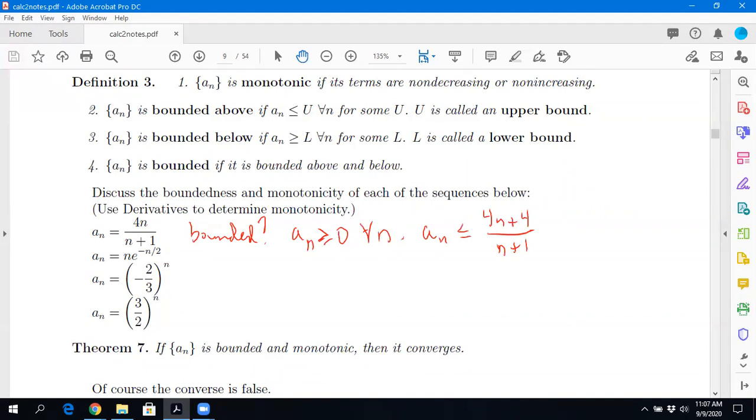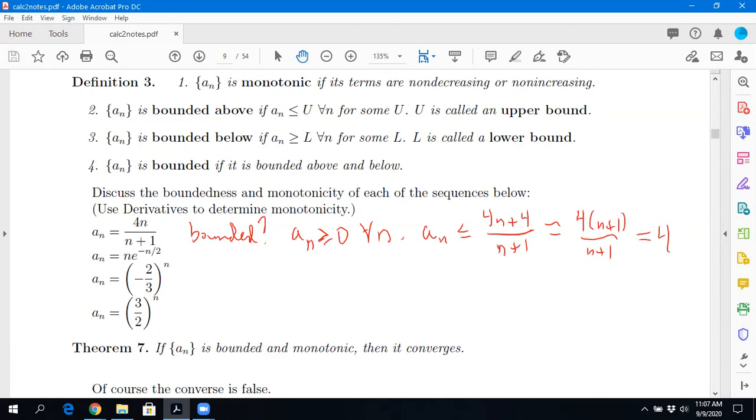Added 4 to the numerator, which clearly increases it. What would motivate me to do that? Well, what's 4 times the 4n plus 4? I can factor out 4, right? So this would be 4 times the quantity n plus 1 over n plus 1. And hello, that's just 4.